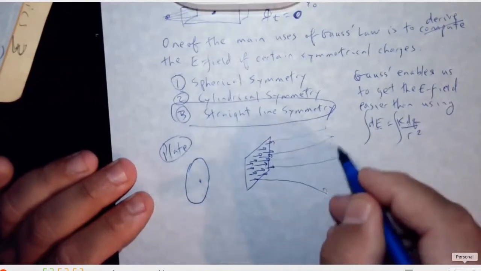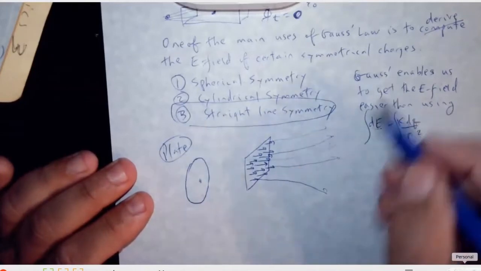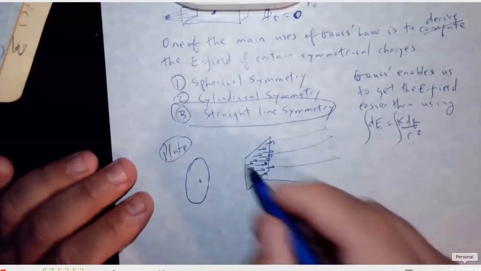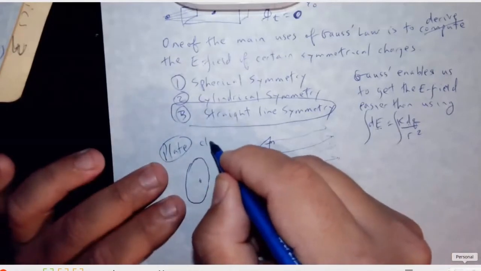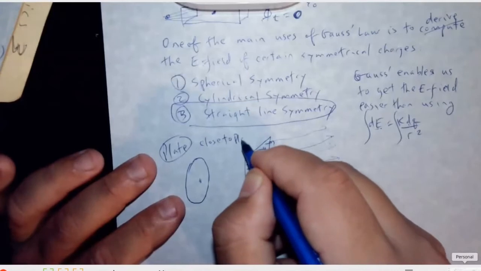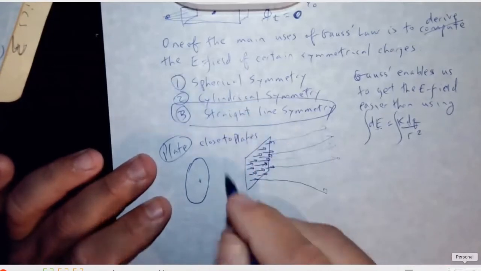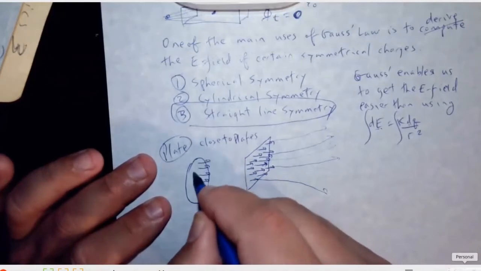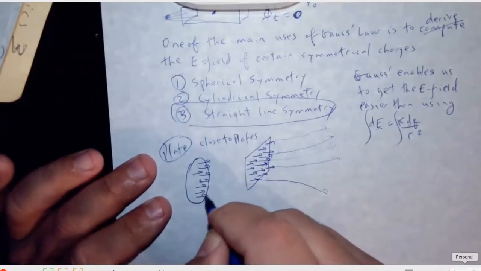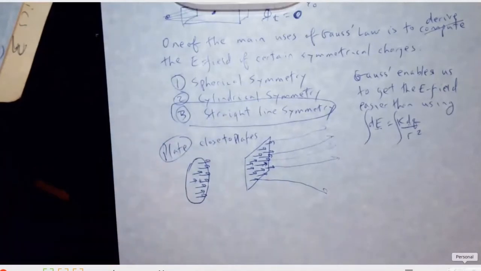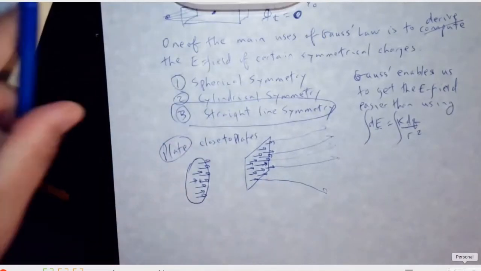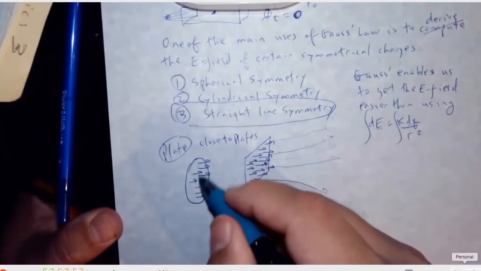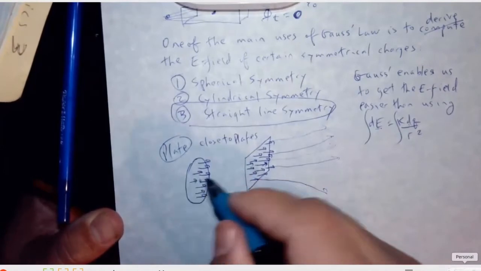So we want to be able to use Gauss's law to find the strength of the E field when I'm close to plates. Again, same thing with a circular plate. If you're close to the plate, we expect the E field to be straight. So then what we're going to do is take advantage of this straight line symmetry.